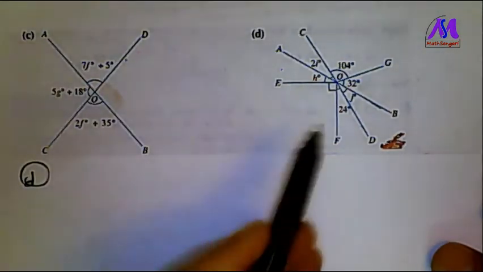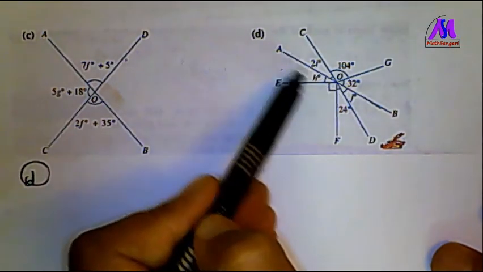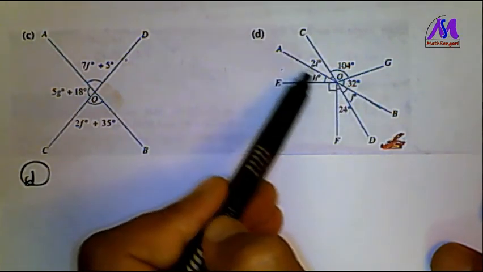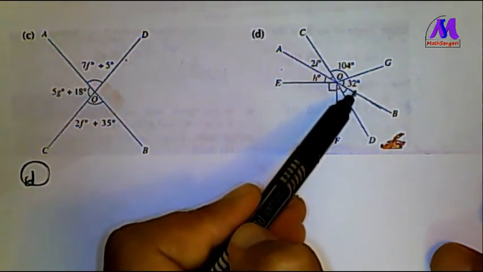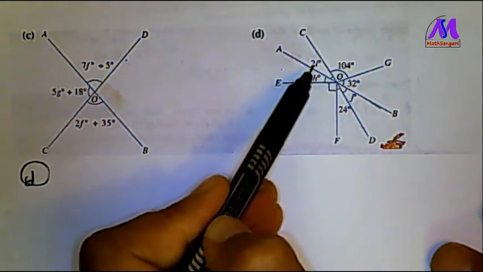Part D. Here a straight line AB intersects another line CD. Now there are some adjacent angles lying on the straight line AB, which are 32, 104 and 2i, and we have to find the value of i.